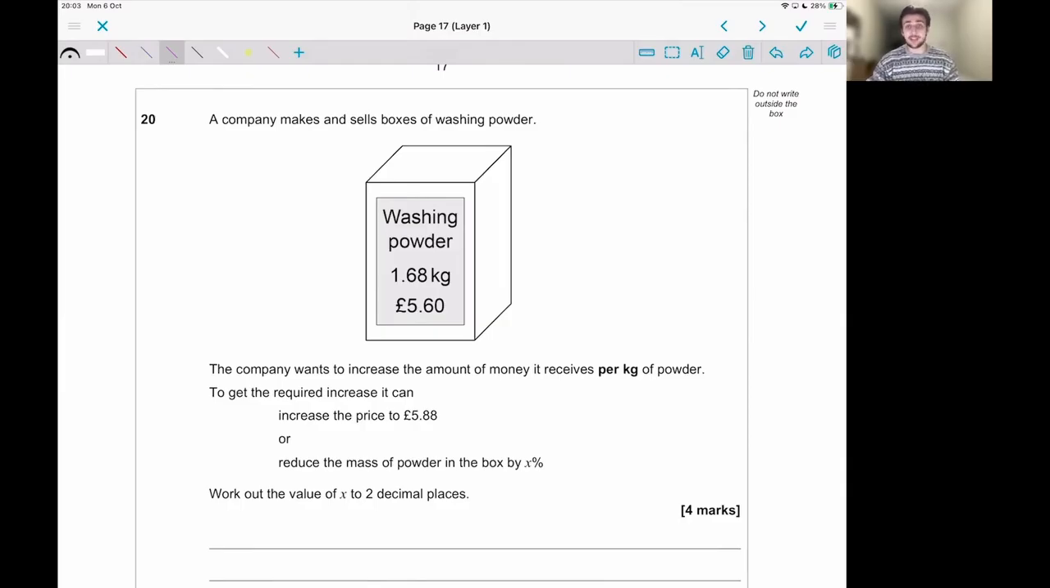So again, a lot of words. Let's try and figure out what the words are saying. So, sentence 1: Company makes and sells boxes of washing powder. Cool. That has no mathematical meaning. We can basically disregard it. Sentence 2.